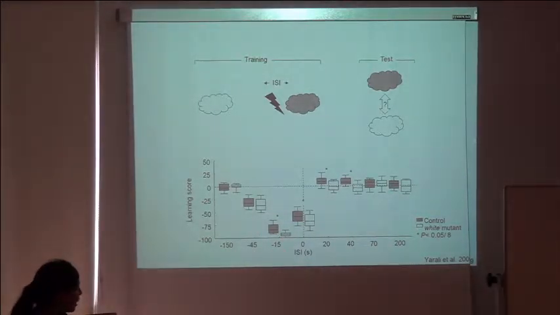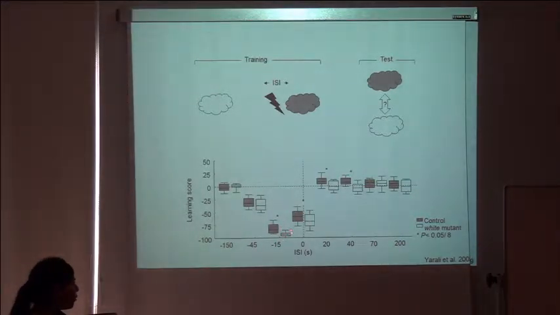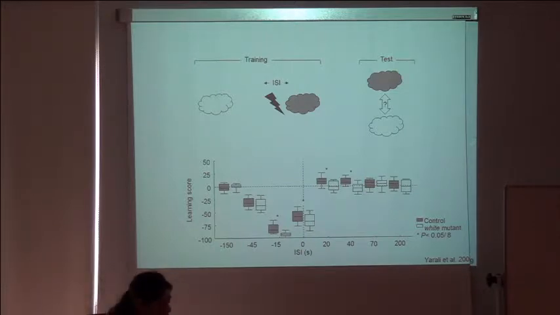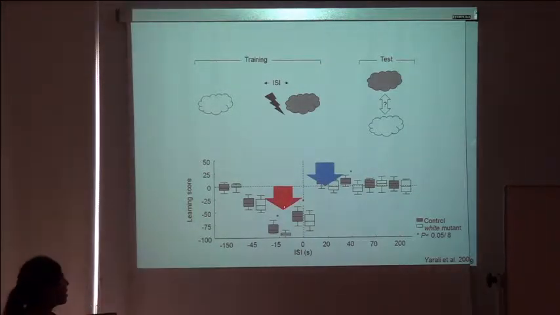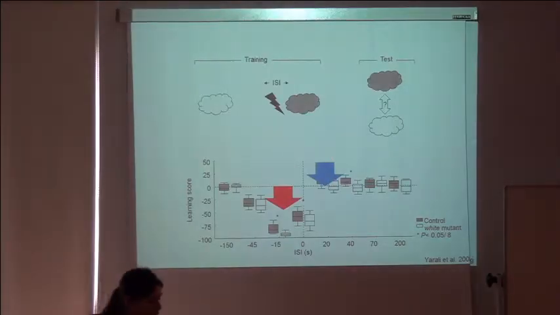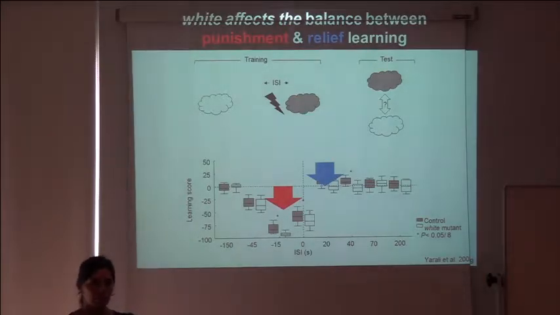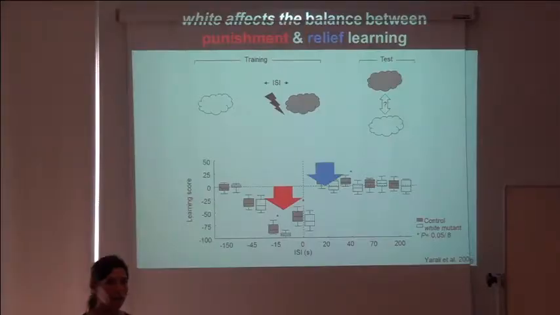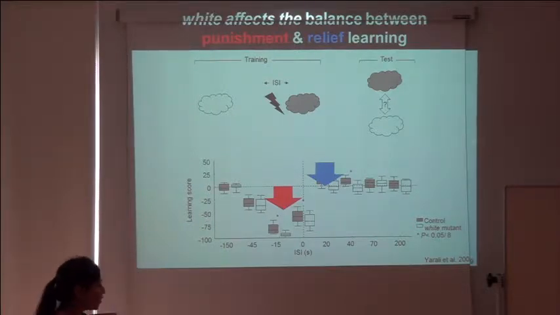If we do punishment training, such that odor comes first and then shock comes, we see a better performance in the mutant as compared to the wild type. But if we do relief training, such that shock comes first and then the odor comes, we see worse performance in the mutant as compared to the wild type. So it seems like punishment learning is getting better in the mutant, whereas relief learning is getting worse. As if there is some kind of balance between these two things, and we can shift that balance by only changing the functionality of a single gene, which is interesting.